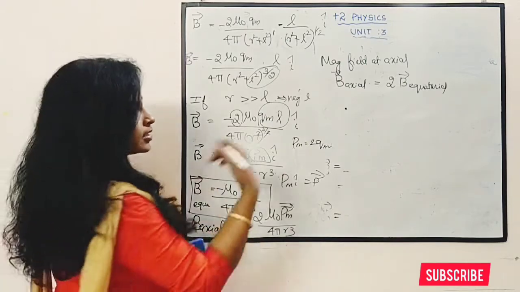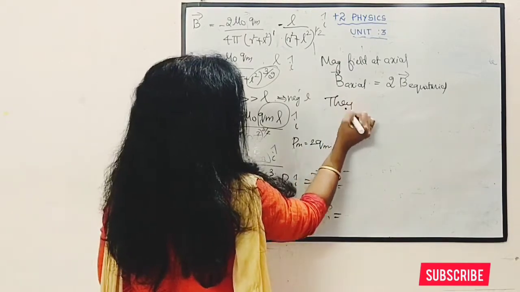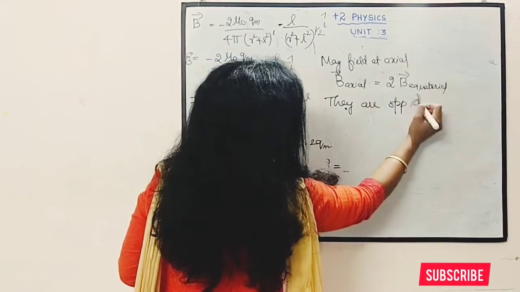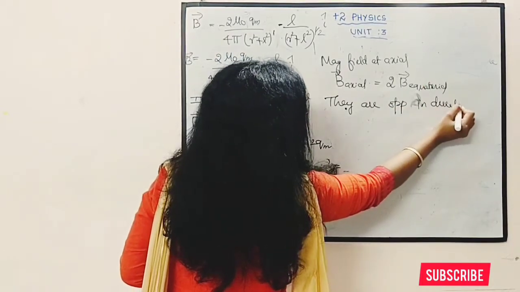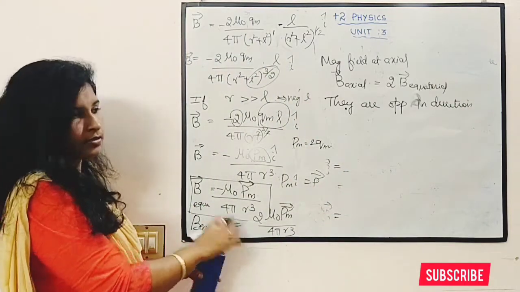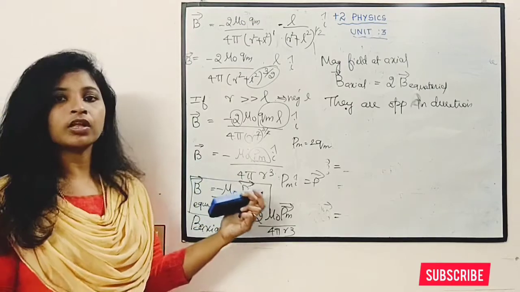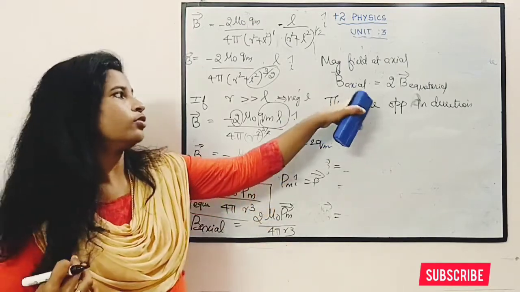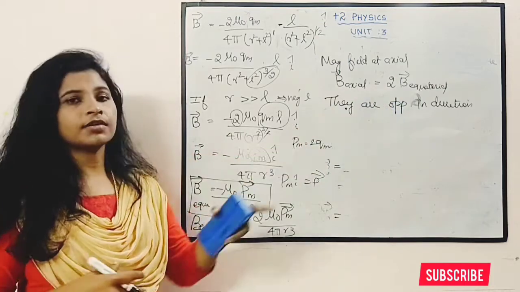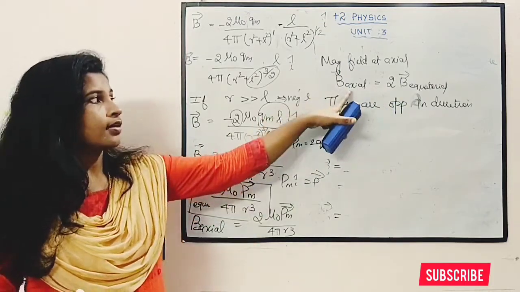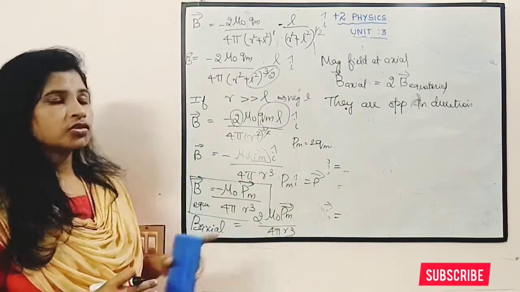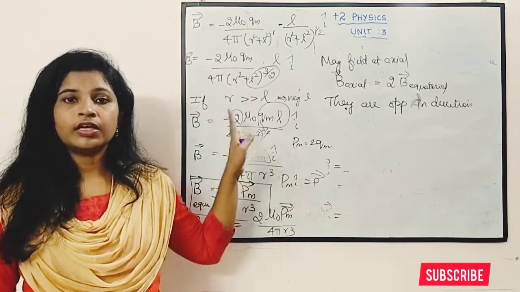Okay, twice. Similarly, they are opposite in direction. One is plus, for equatorial it is minus, for axial it is plus. So what we understand from this is that the directions of the two are opposite, but in value, axial is twice the equatorial. Okay, that is the final conclusion, that is the relation between axial and equatorial. Clear? So this is all about the magnetic field due to the dipole.